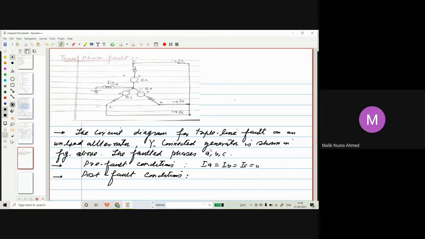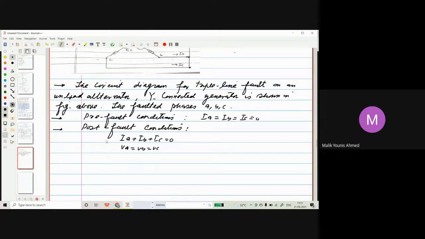Post-fault condition is number 1. There is a dead short circuit, and dead short circuit means if you apply KCL at any point, you can apply here, you can apply here, you can apply here. If you apply the KCL, you will get the summation of the currents IA plus IB plus IC is equivalent to 0. And then the second post-fault condition, since a dead short circuit is there, that means voltage at any point here will be the same. So VA will be equal to VB will be equal to VC. All will be same. Let us call this set of equations equation number 1.